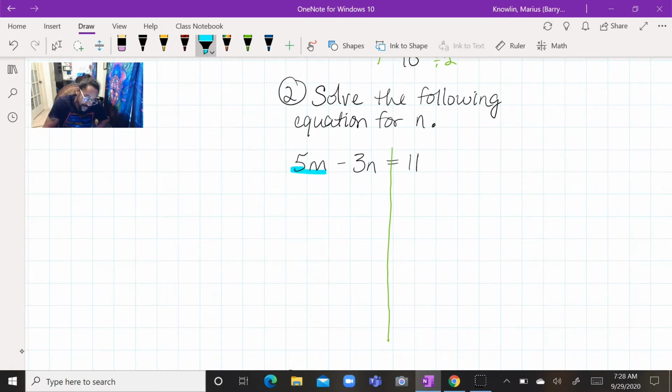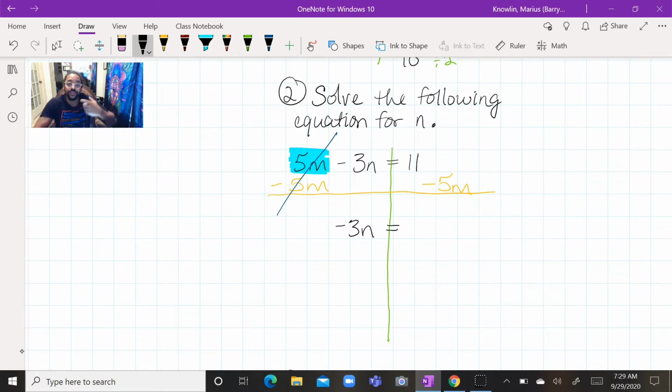Well, that means I'm going to have to move this positive 5m. How do I move a positive 5m? I have to subtract 5m. And since the 11 does not have an m, we can't combine the 5m and the 11 together. So on the left, the 5m's cancel out. I'm left with negative 3n equals. Now when I rewrite this, I'm going to put my variable term first. So I'm going to write it as negative 5m. And since that 11 is positive, I'm going to say plus 11.